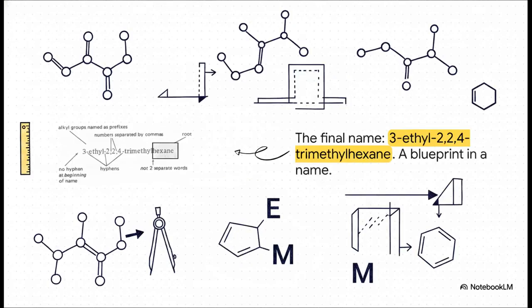Easy. And now for the grand finale. We have these little 1-carbon branches, called methyl groups, on carbons 2, 2, and 4. And we have a 2-carbon branch, an ethyl group, on carbon 3. Now we put them in alphabetical order, so ethyl comes before methyl, and we get 3-ethyl-2,2,4-trimethylhexane. It looks like a mouthful, but every single part of that name is a precise instruction. It's a perfect blueprint in words.